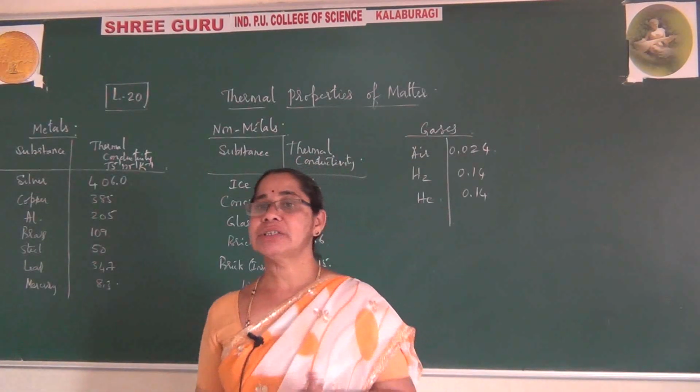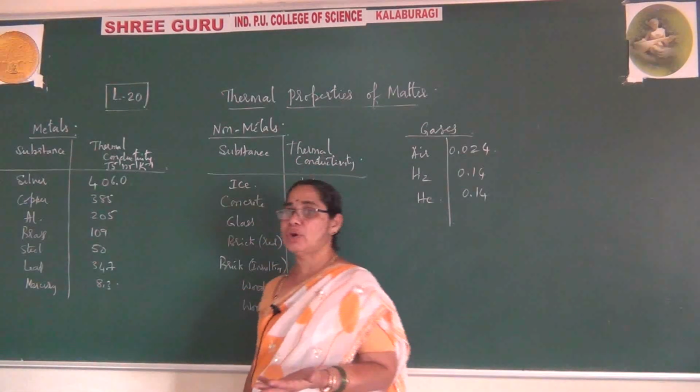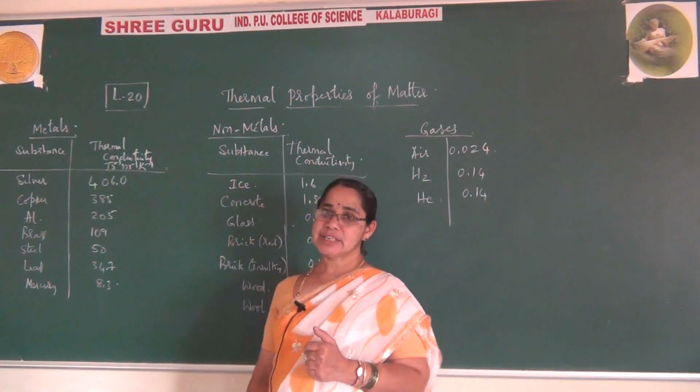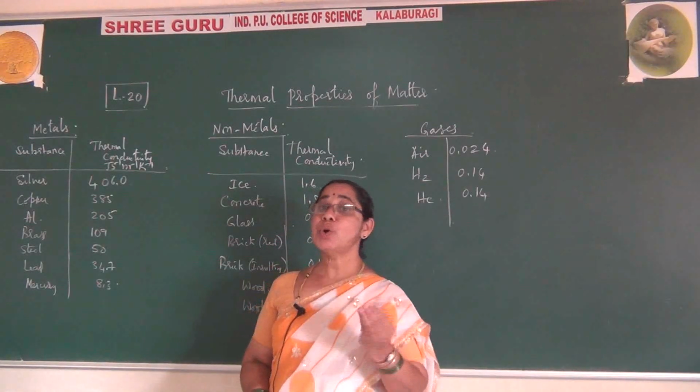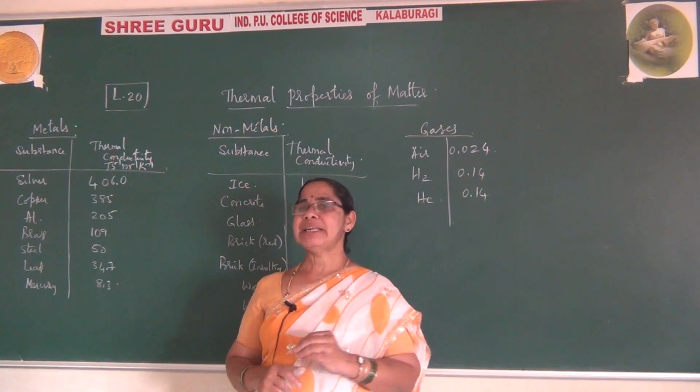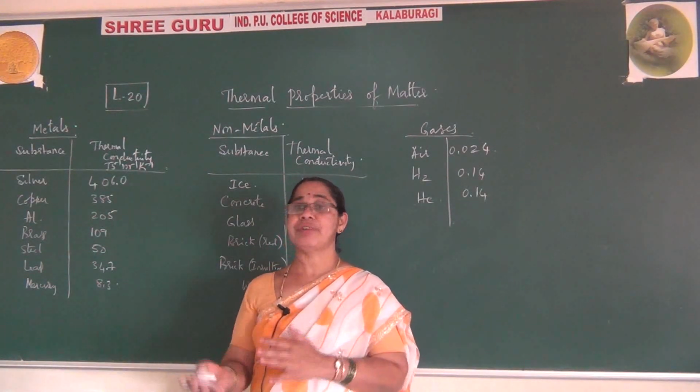Materials that conduct heat thoroughly are called good conductors. At that time, we take the help of metals. All metals are good conductors of heat. But sometimes we do not require any flow of heat.